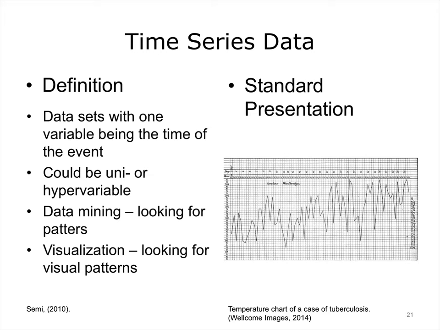A very common data type in healthcare is time series. Much of patient health data can be considered as time series. A common way to represent time series data is on a two-dimensional graph with time usually indicated on the horizontal axis.